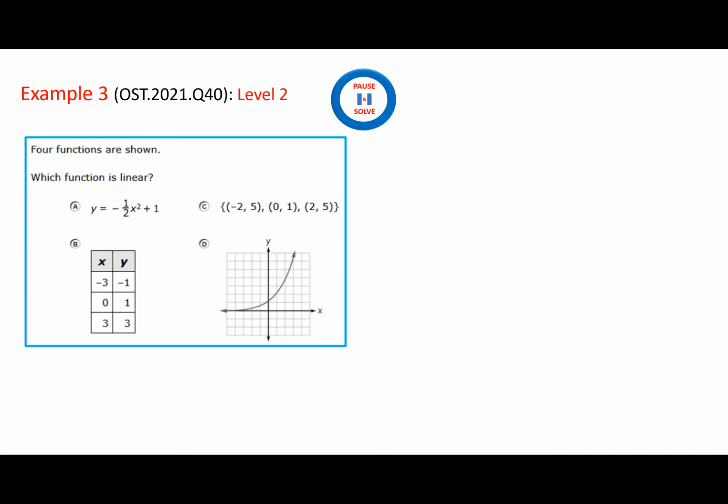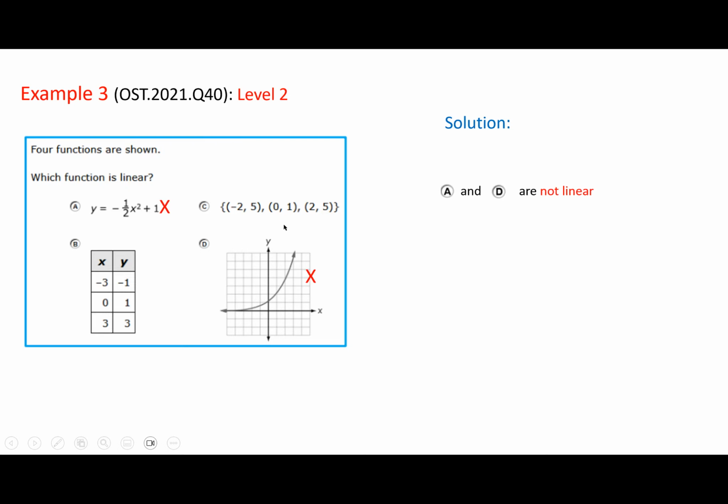Example number 3. 4 functions are shown. Which function is linear? When you look at these options, obviously this one does not work because of x squared. It's not linear. Remember when I earlier said x squared makes the function not linear, so that doesn't work. And this one obviously is not a straight line, so A and D are not linear. Now you're left with option B or option C.